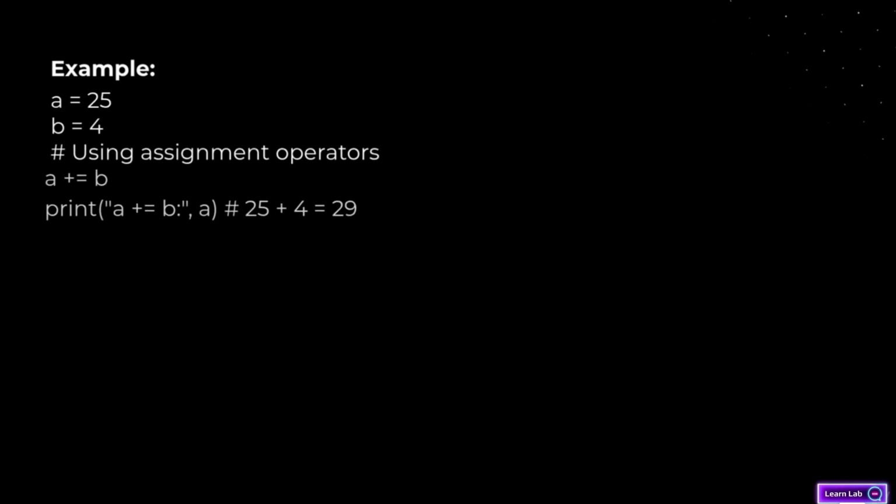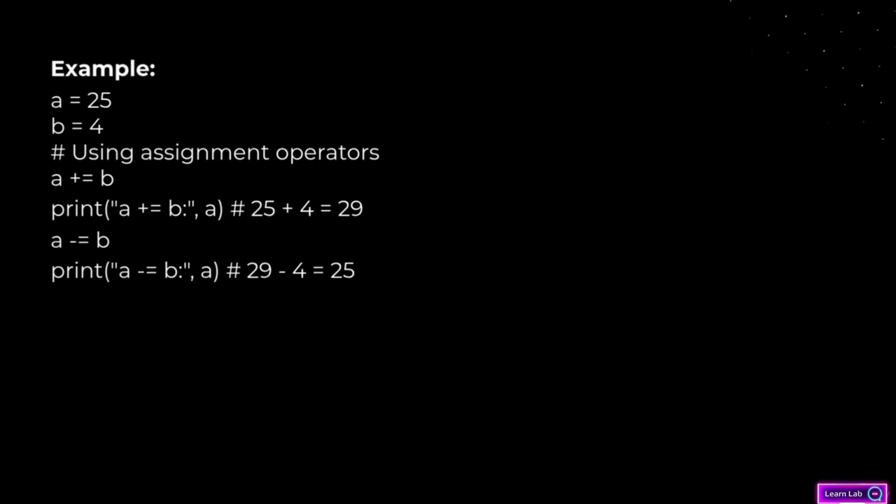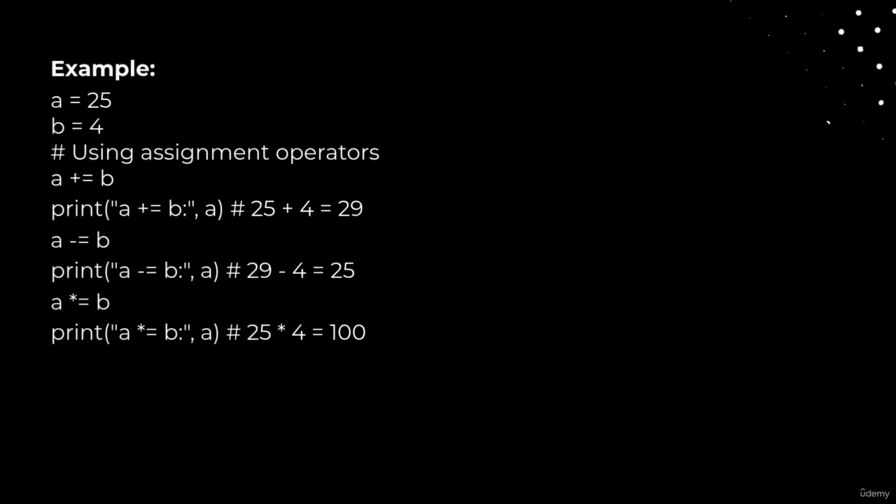A is equal to 25. Initialize the value of A. B is equal to 4. Initialize the value of B. Using assignment operators, A plus equal to B, that is 25 plus 4 is equal to 29. For subtraction, A minus equal to B, 29 minus 4 is equal to 25. For multiplication, A times equal to B, 25 multiplied by 4 is equal to 100. For division, A divide equal to B, that is, 100 divided by 4 is equal to 25. A modulus equal to B, that is, 25 modulus 4 is equal to 1.